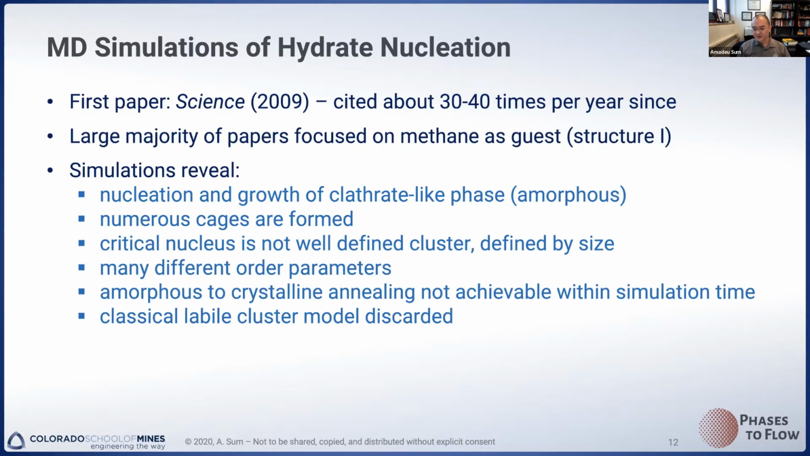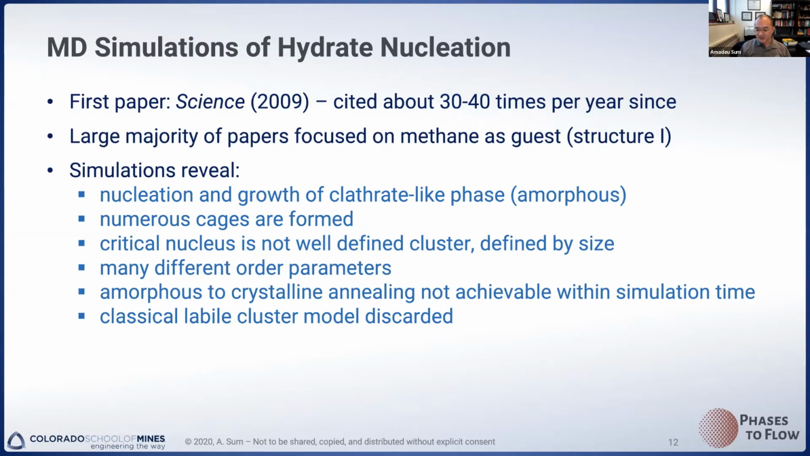That's amorphous. I don't think there have been any studies that have shown a long-range order that corresponds to a crystalline structure as we know, that I showed you, like structure 1, structure 2, or even structure H. We know there are numerous cages formed, much larger than the list that I showed you in a previous slide. The critical nucleus is not well defined by geometry, by shape, or the types of cages, but is defined by size.